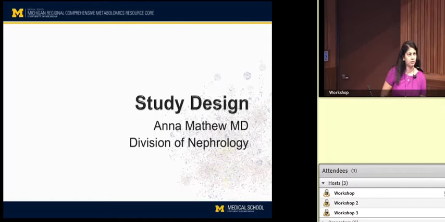You probably had looked at study design, learned the nuances of it, but I'm hoping to convince you to look at it from a metabolomic standpoint, so that you can fine-tune your study design methodology to get the results you are hoping to get out of this.